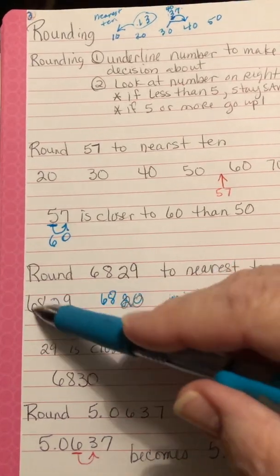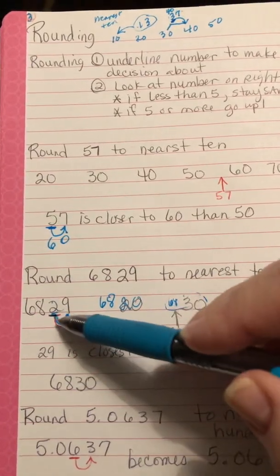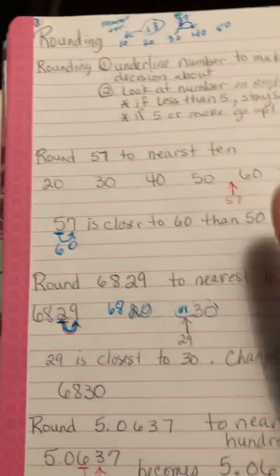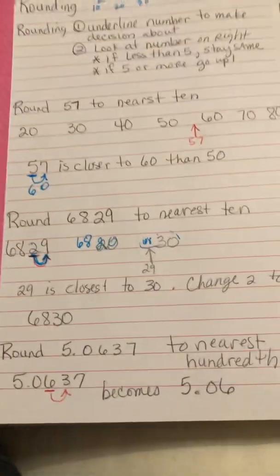We don't even have to really think about the 6,800 though. We can just look at the 29 and go, is 29 closer to 30 or to 20? That's how we can do our thought with this.